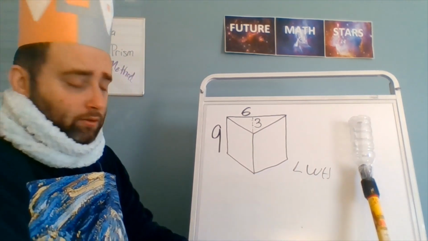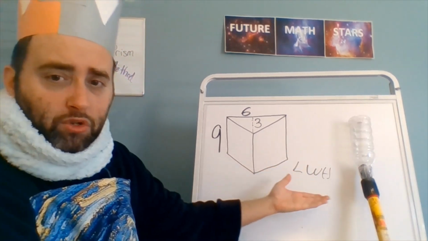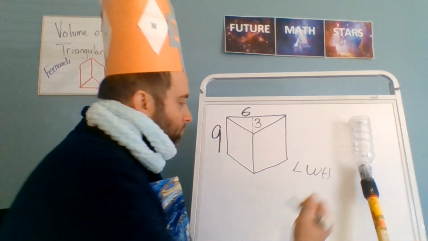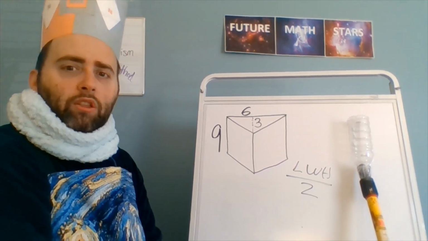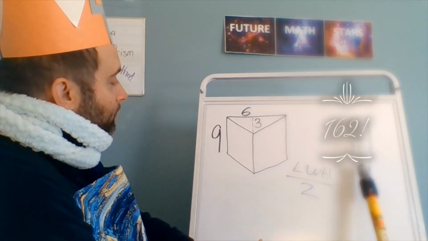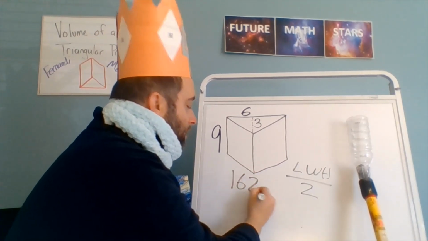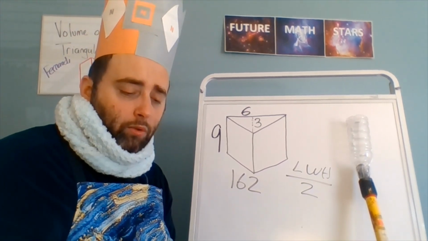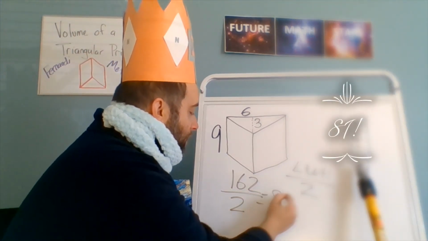Multiply all three numbers. If you had a rectangle, you just multiply all three numbers. But since you have half of a rectangular prism, you multiply all three numbers and then divide by 2. So the wizard knows exactly what 9 times 6 times 3 is. It's 162. I also know what it would be if you split it in half. Divided by 2 would equal 81.